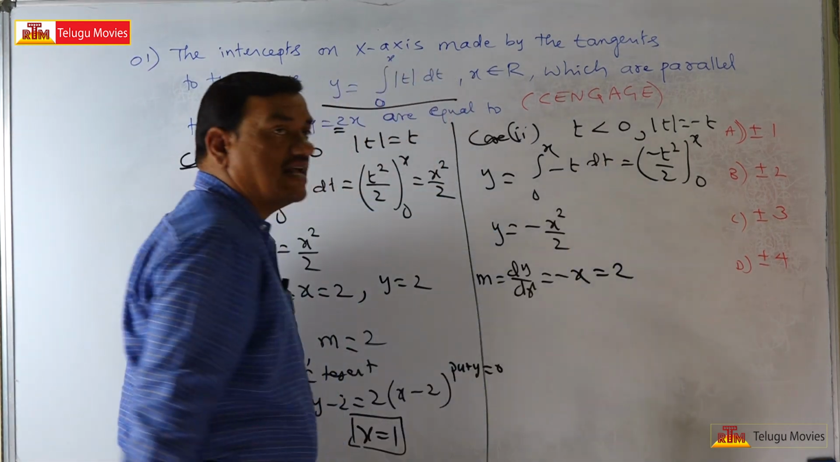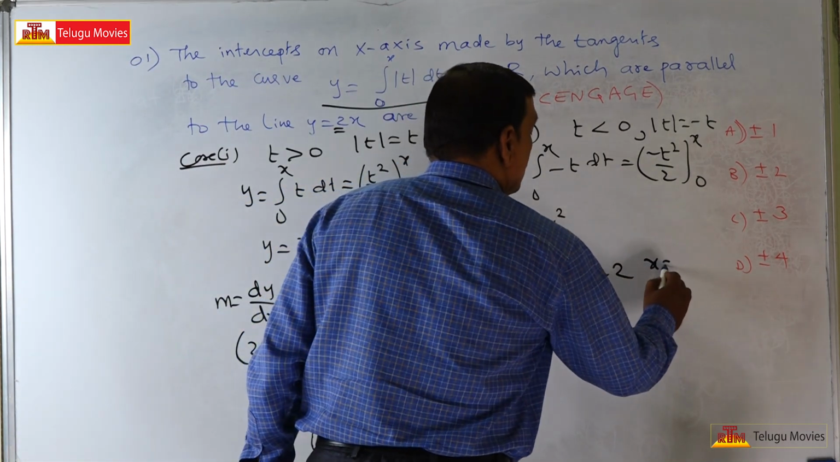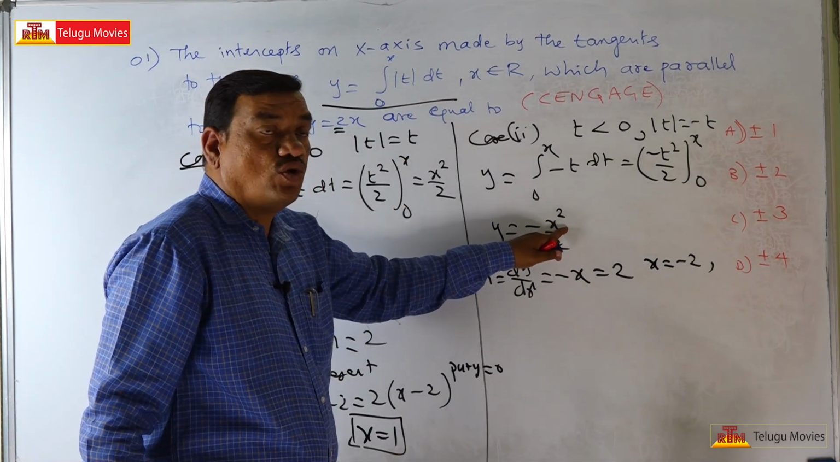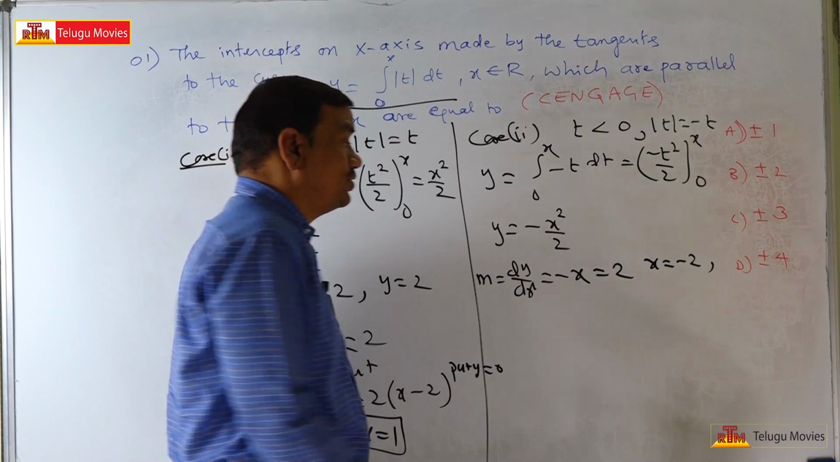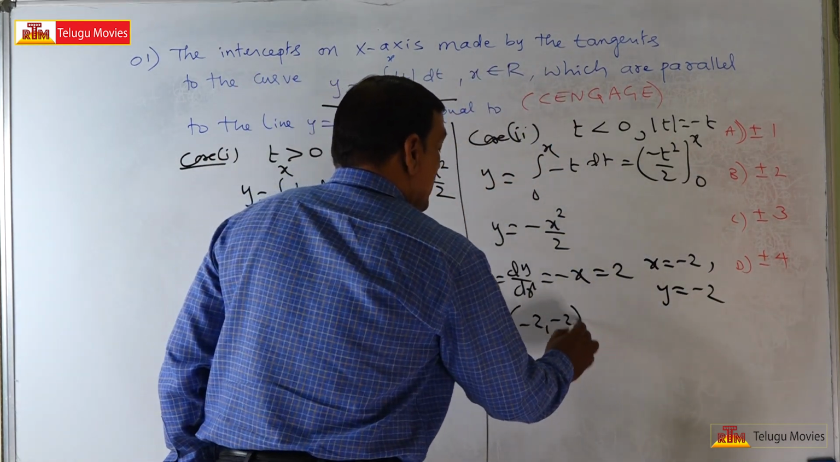Since the tangent is parallel to the line, y is equal to 2x. So therefore x is equal to minus 2. If you substitute x is equal to minus 2 here, minus 2 whole square, 4 by 2, 2 minus 2. So y is equal to minus 2. So what is your point? Minus 2 comma minus 2.